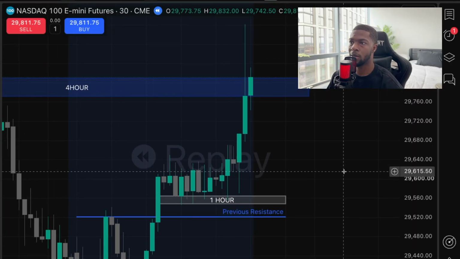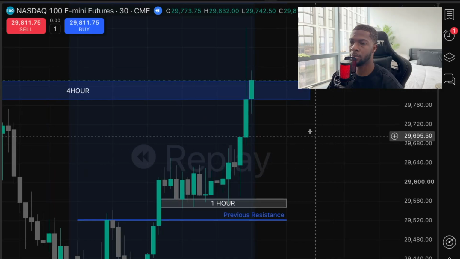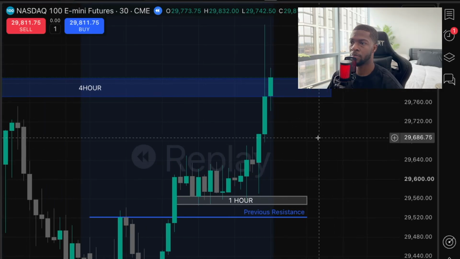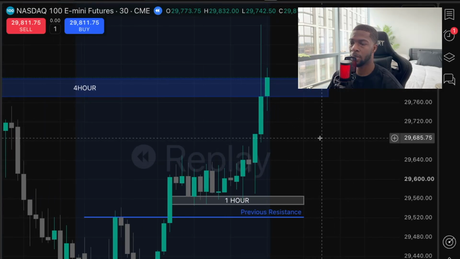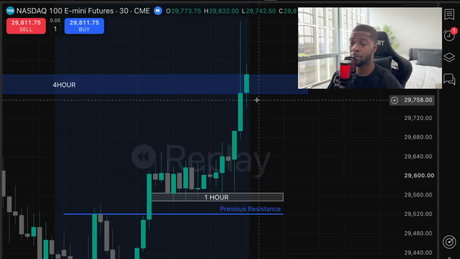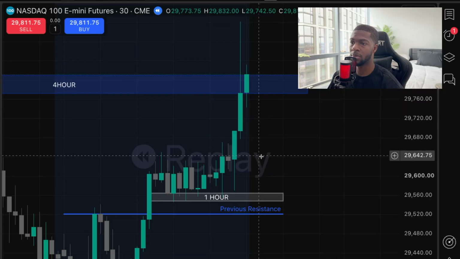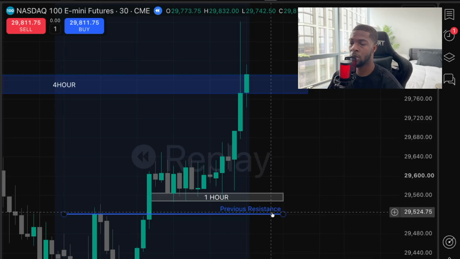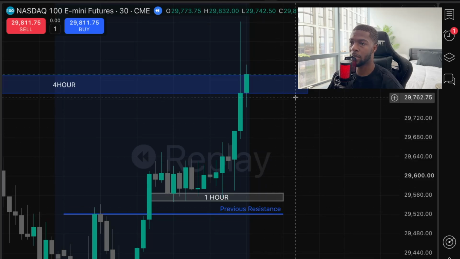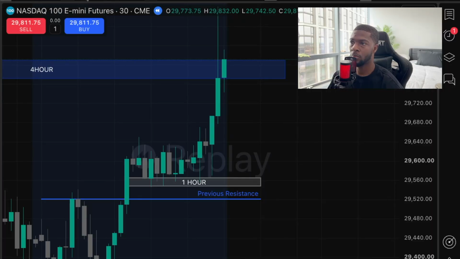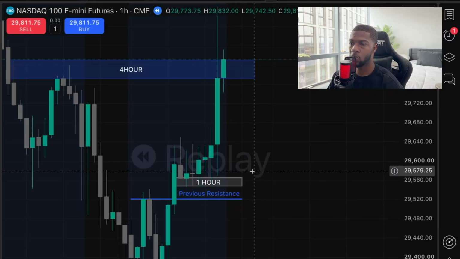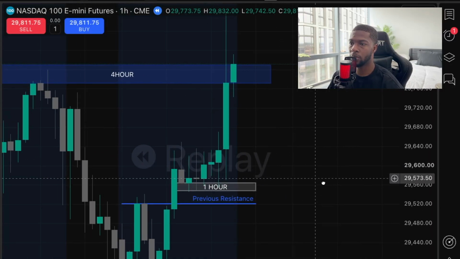So initially I was thinking price could potentially push through this 4-hour supply zone. If it didn't, price would then reject off this 4-hour supply zone, come down to maybe this 1 hour or maybe this previous resistance or previous demand zone, and then continue to push back up. So I'm going to take us to 9:30 open and we're going to see what happened.